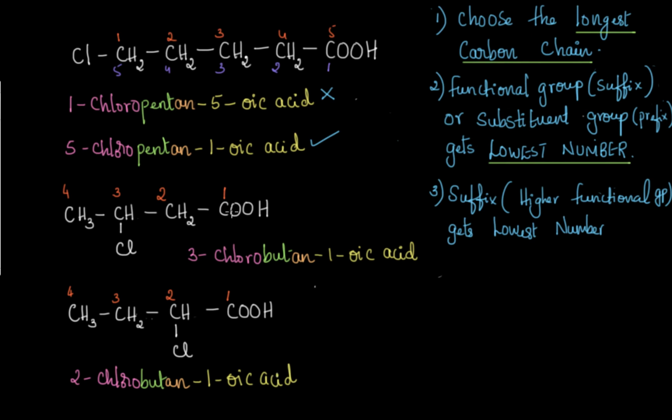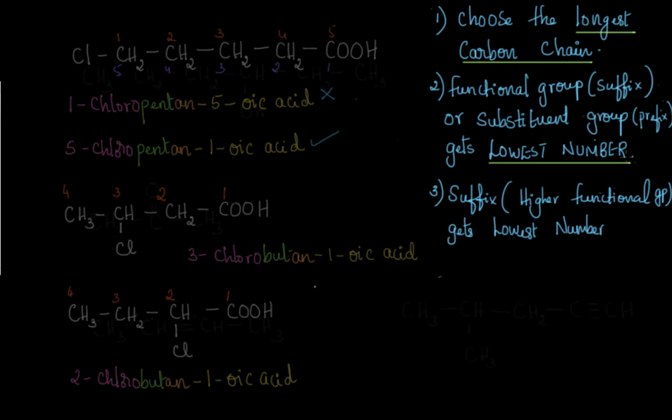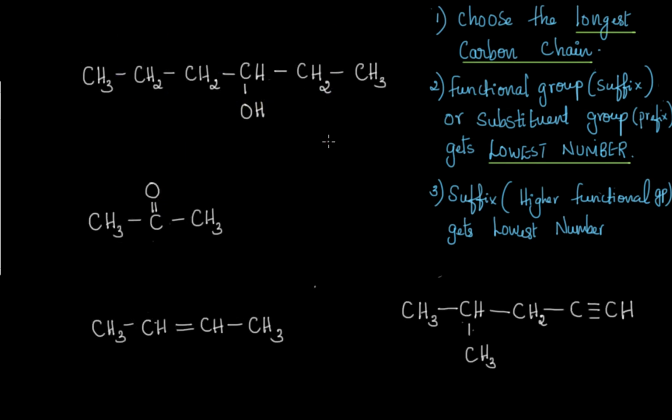Now do you think these suffixes will always have the lowest number as 1? Let's see some examples where it isn't. In these examples, we can see that the functional group OH is not present towards the corner carbon. It is present somewhere in between. Similarly, in this compound, you can see the ketone functional group CO that is present in between. So here, how do we number the carbon atoms? Should we start numbering from the carbon to which the functional group is attached? That means, should we start numbering from here, 1, 2, like this?